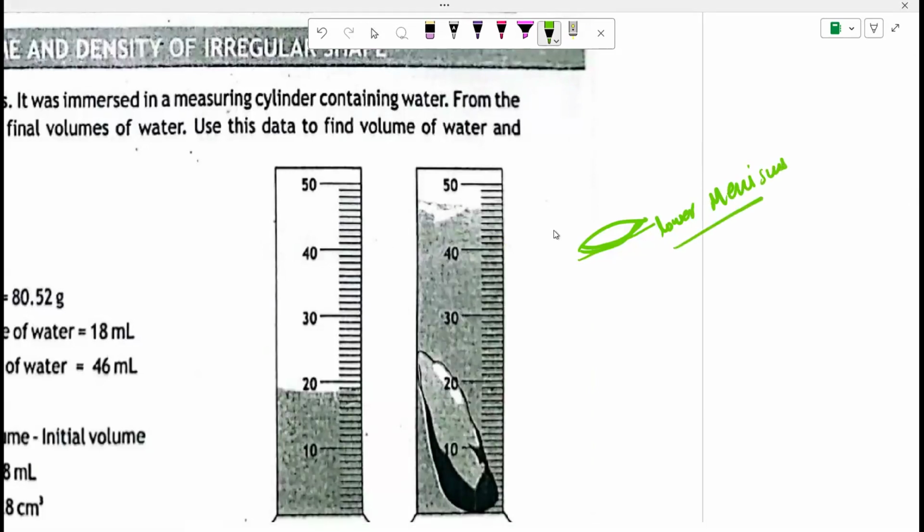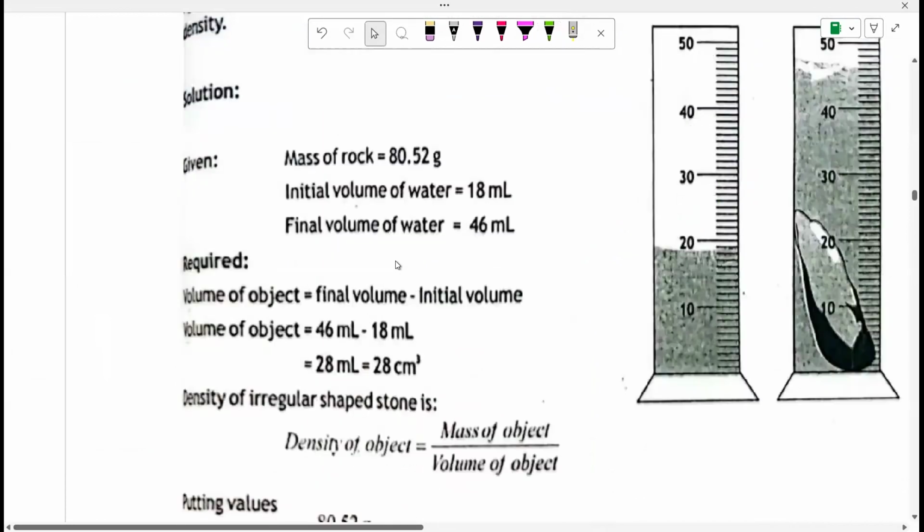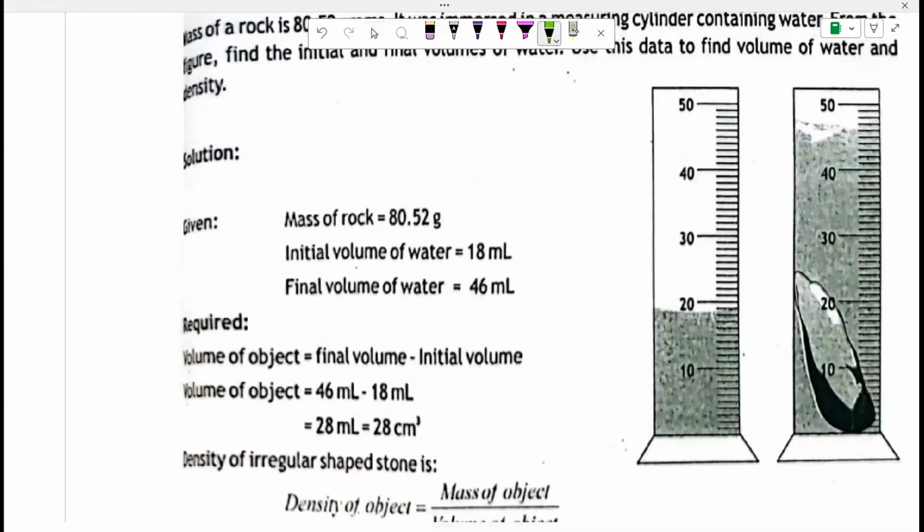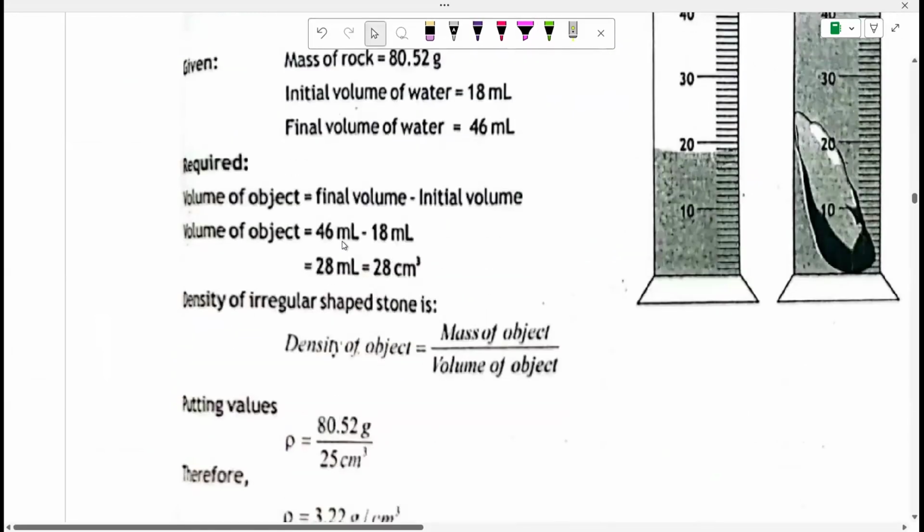So initial volume कितना था हमारे पास? 18. Final volume कितना आया? 46. So what would be the value? 46 minus 18 कितना हो जाएगा? वो तो बाकी सब कुछ तो यहाँ पे लिखा ही हुआ होगा. So the mass is given as 80.52. The initial volume is given as 18. Final volume is given as 46. Change of volume is 28 centimeter cube.